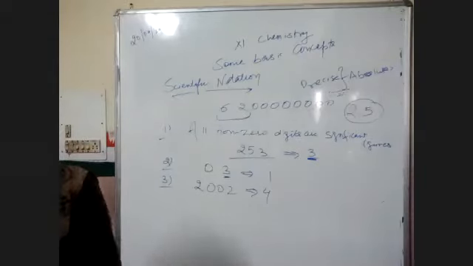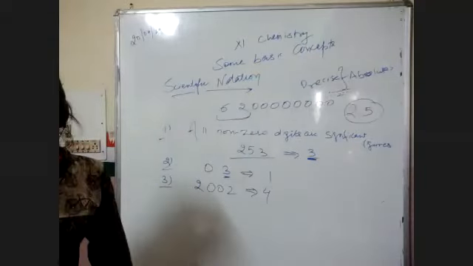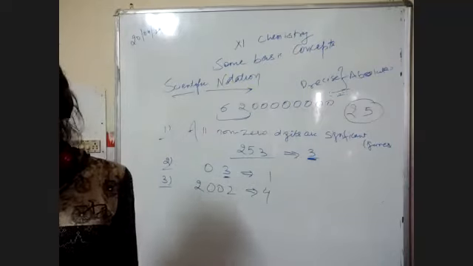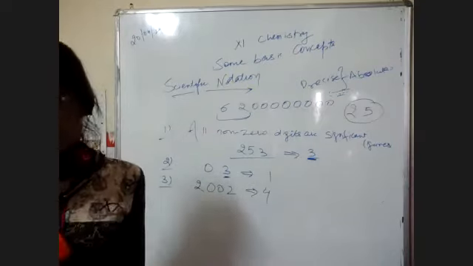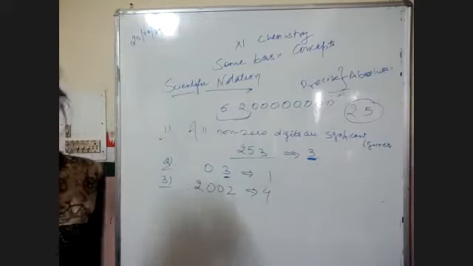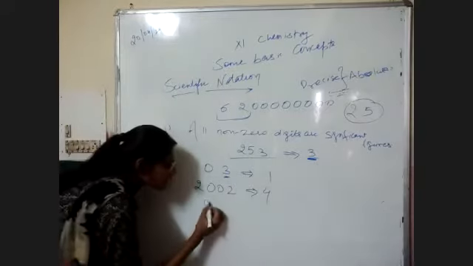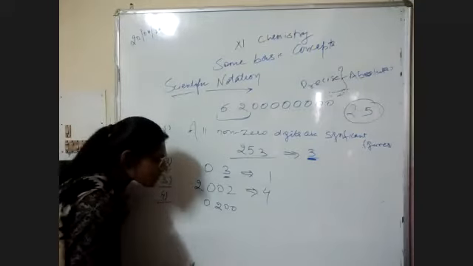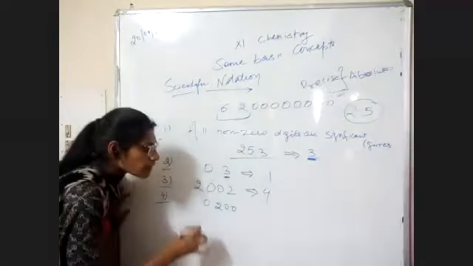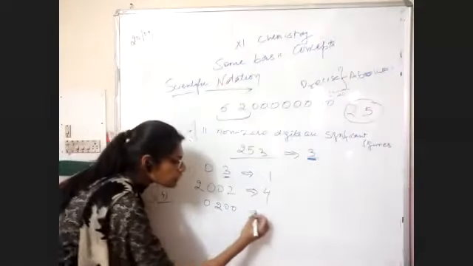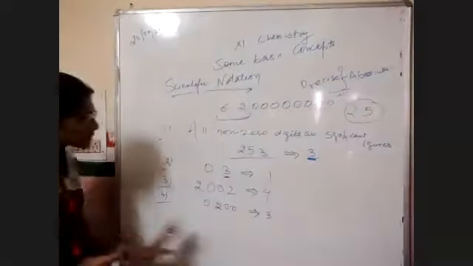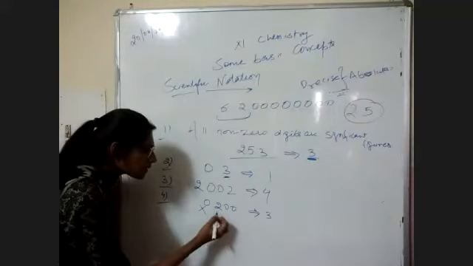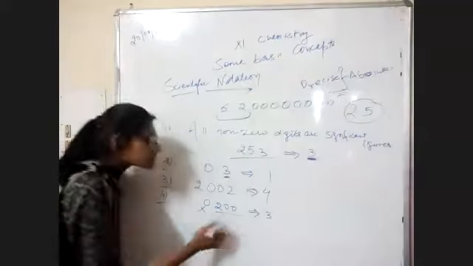And the last rule is zeros at the end, or right of a number, are significant only and only if they are on the right side of the decimal point. That means if we are having 0.200, how many significant figures would there be according to the rule? There would be 3, because the 0 before the decimal would not be counted, but the 0s after the decimal would be counted.